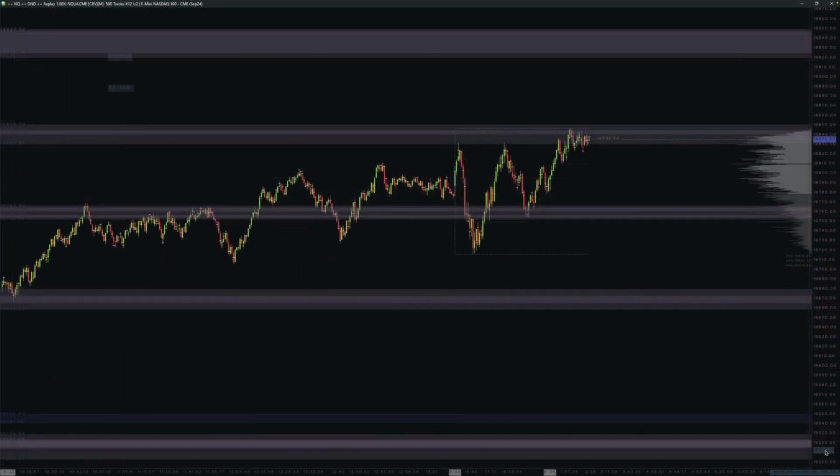Hey, so I have pulled up a 500 tick chart because that's what you said you like to use. And I'm going to go over here just really quick how I do my basic pivots.